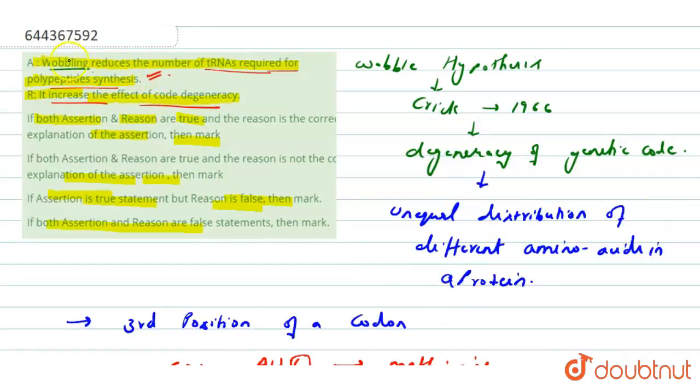So this is also correct because wobbling increases the effect of code degeneracy. So here both assertion and reason are true and the reason is the correct explanation of this assertion. So that is why option 1 will be the correct answer here.